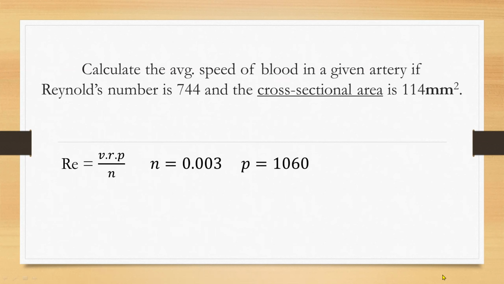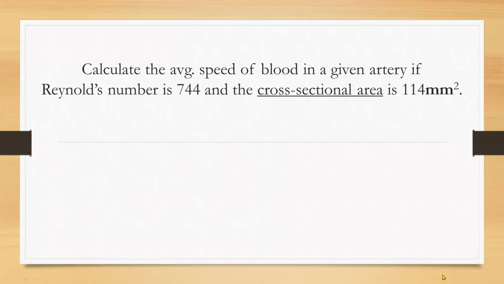So here is a question: calculate the average speed in a given artery, if the Reynolds number is 744 and the cross-sectional area is 114 millimeters squared. First of all, there are a few equations which give the relation with the Reynolds number. So what is the Reynolds number? Basically, from the Reynolds number we know the turbulence and the fluidity of a liquid, how fluid a liquid is.